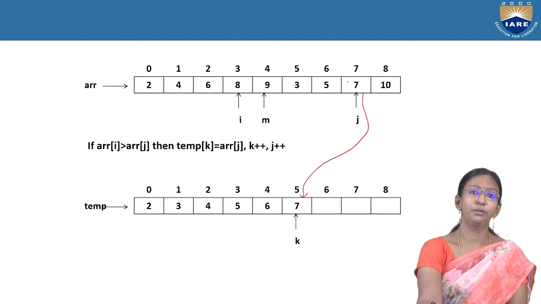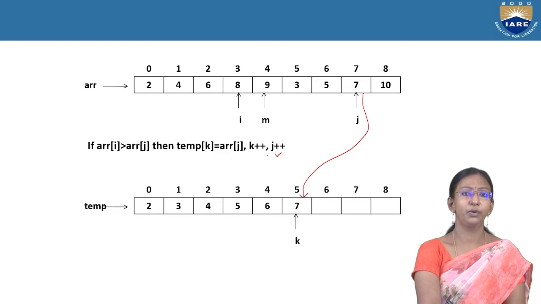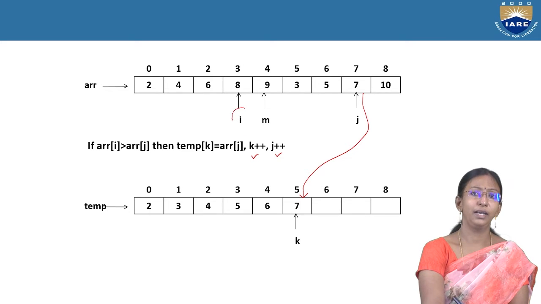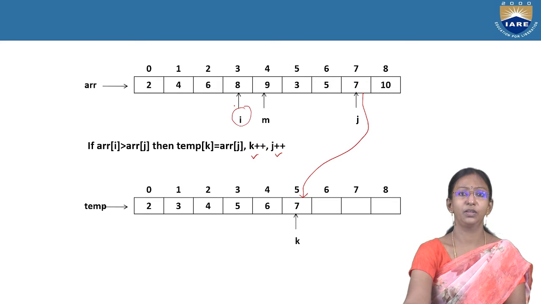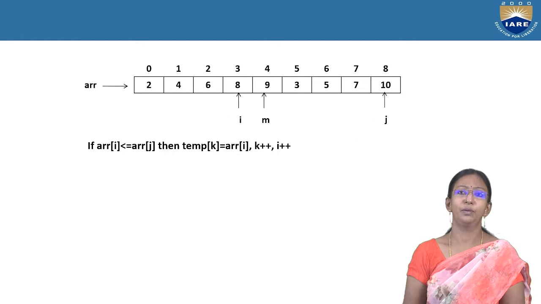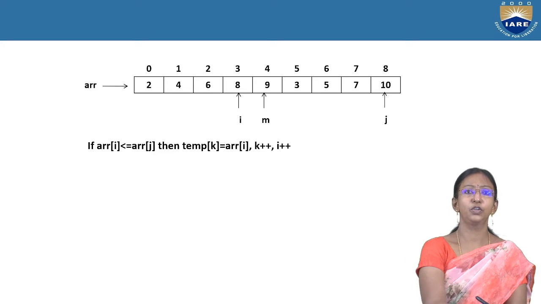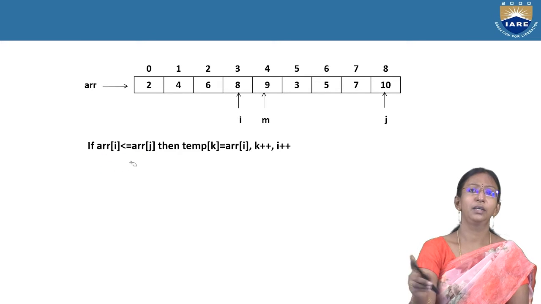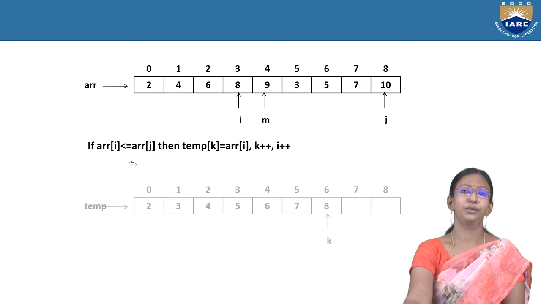As the element pointed by j is already used, increment j so that it will point to the new element, and increment k. Do not touch i because its element is not yet used. The new position will be like this. i is pointing to 8, j is pointing to 10. As 8 is less than 10, i has won the battle. So copy the content of i to temporary.